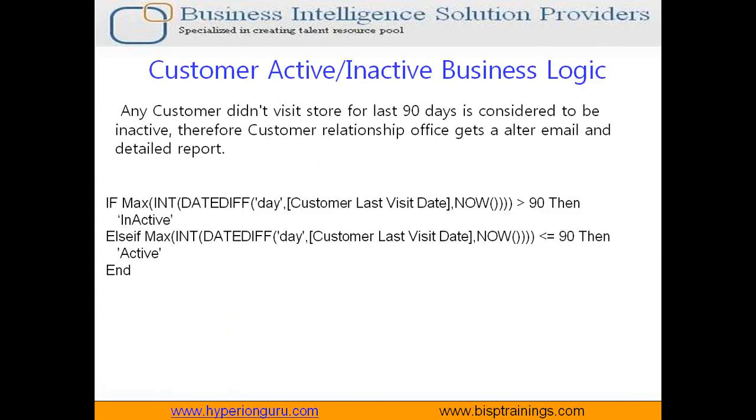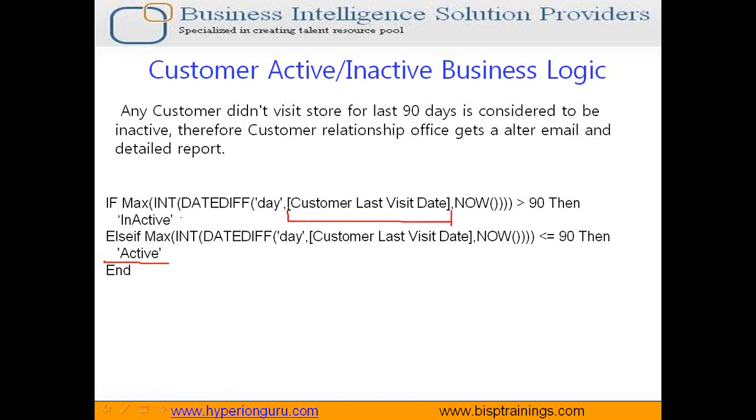The business logic behind this: there is a column called customer last visit date. If the difference between the customer last visit date and the current date is more than 90 days, the customer is considered inactive. Else the customer is considered active. In simple words, we would like to filter out the customers who have not visited our store in the last 90 days. We tag them as inactive, and my promotional team starts following up with those customers with different discounting policies. So we are going to find customer active or inactive based on customer last visit date.